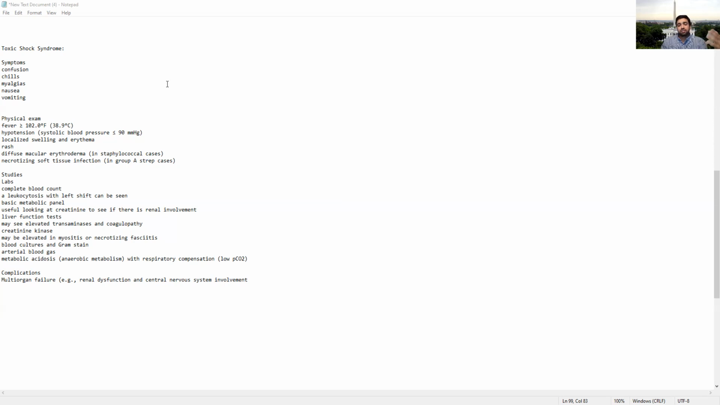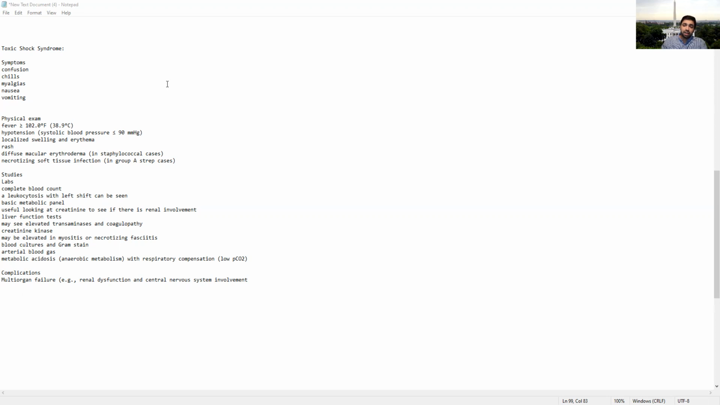And then obviously it's an infection-based syndrome, so you want to do blood cultures and a gram stain. And then arterial blood gas, ABGs, are very important because you'll probably be seeing some sort of a metabolic acidosis due to the anaerobic metabolism, creating a metabolic acidosis type of a scenario.